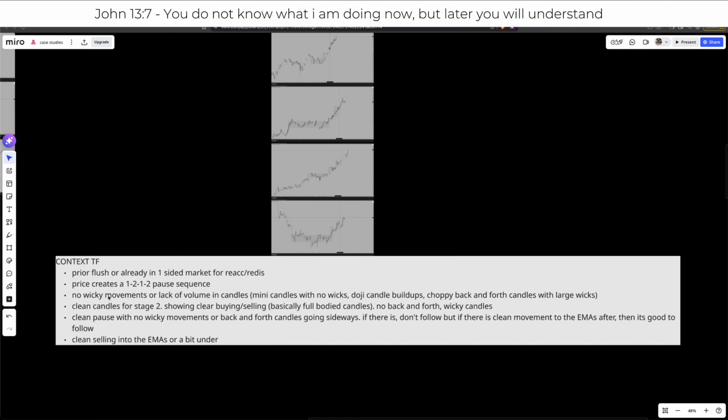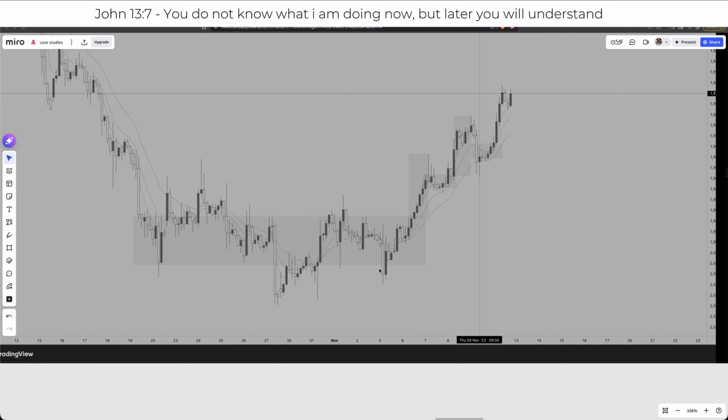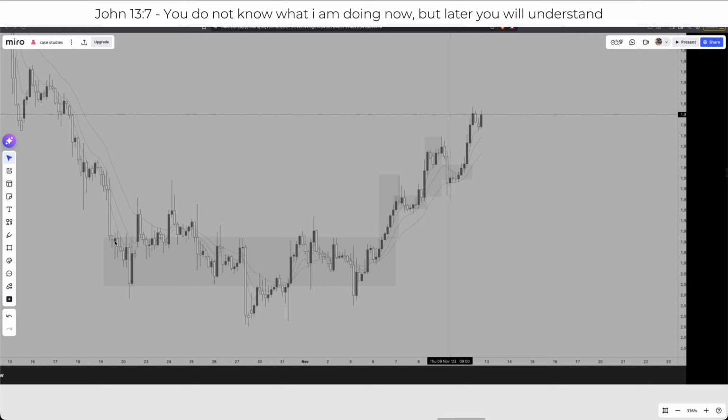So just to list it out, because I didn't include this in the last video, I just wrote this in a couple minutes ago. For our context time frame, I'm trying to find prior flushes or already one-sided markets for possible reaccumulations and redistributions, kind of proving to me that there's money coming into where I want to find setups. Price creates a 1-2-1-2 sequence. Essentially, that is a nice sideways movement, right? We have that flush, we have a sideways movement, this is a 1, we have a 2, we have a 1-2 pause. And in this pause right here, this is where I want to look to go long.